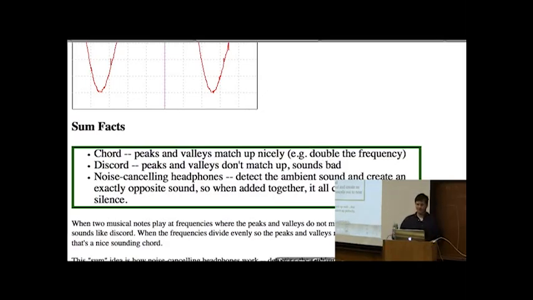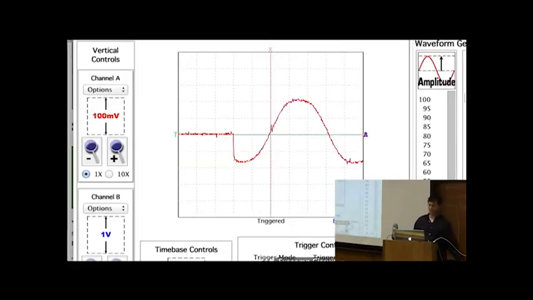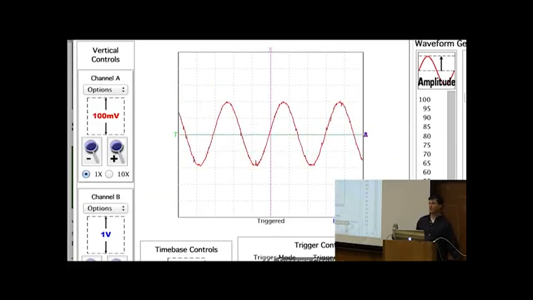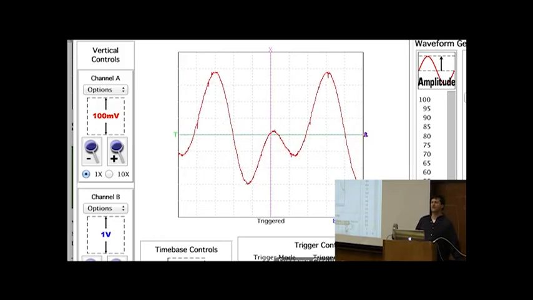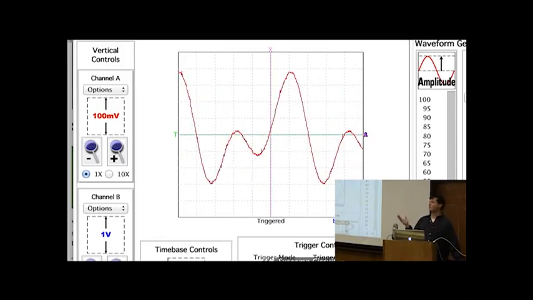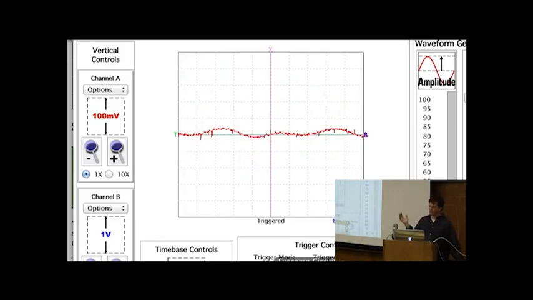So for example, it's kind of obvious that if I take this note and then I exactly double the frequency, exactly double, then the peaks and the valleys are going to match up perfectly. And so in fact, those sound pretty good together. You can say that's what a chord is, when mathematically it divides evenly so the things match up.